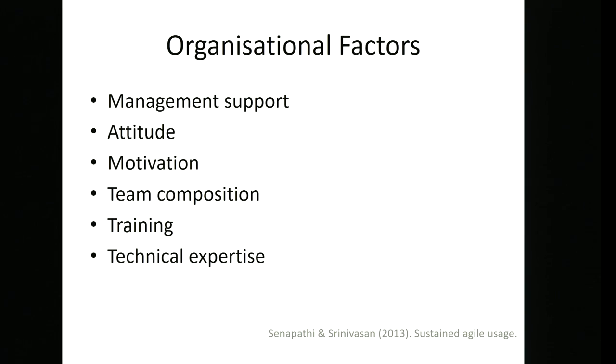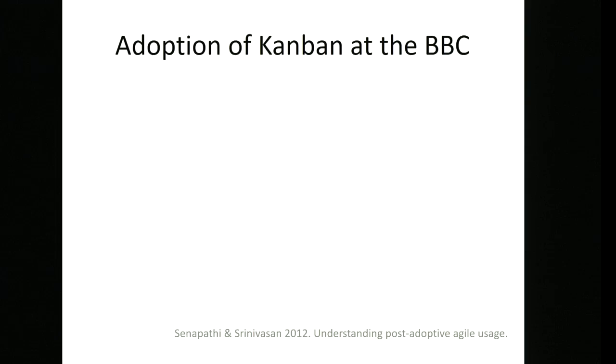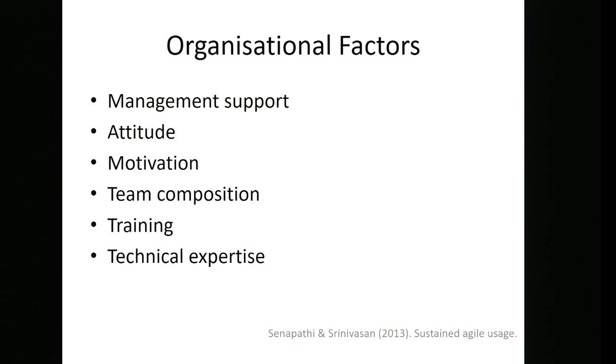If you look at the overall literature, things like management support, attitude, motivation, team composition, training and technical expertise all seem to be important. These are things that we've touched on previously. It's interesting here, because we can see some of these things as being quite high level, and these are things that people have reported in the literature as being important. But again, it's quite tricky to understand what we mean by them.